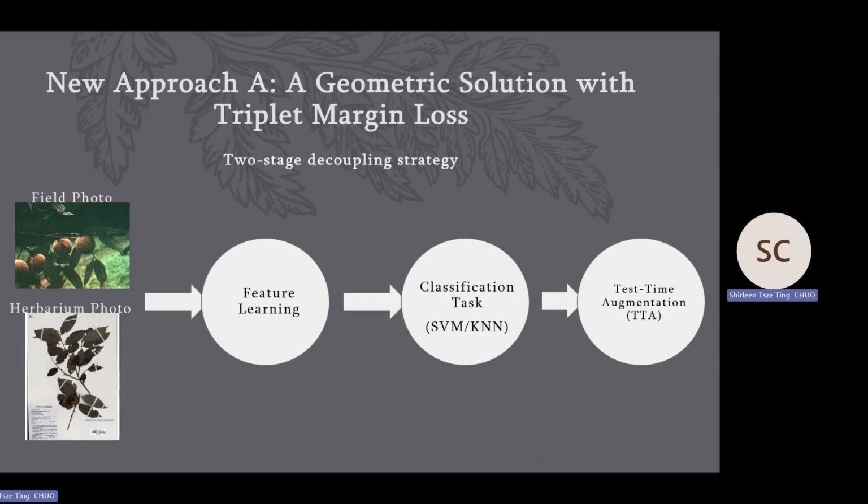Moving on to the new approaches, new approach A is a geometric solution with triplet margin loss. This approach uses a two-stage decoupling strategy. The first stage is feature learning. In stage 2, we freeze the backbone and train with classifiers, either linear SVM or KNN, directly on these embeddings for efficient classification. Finally, we use TTA, averaging predictions from multiple augmentation views for more stable results.